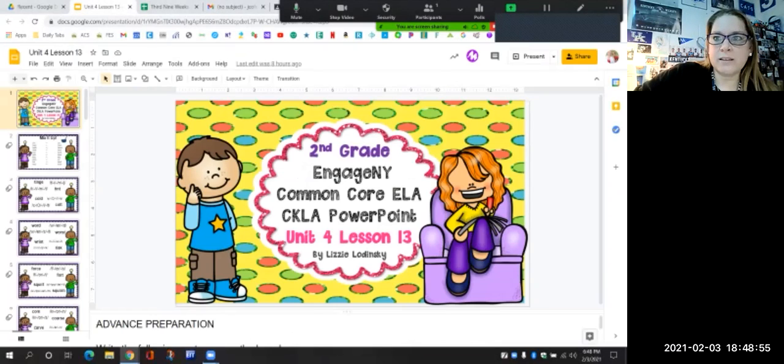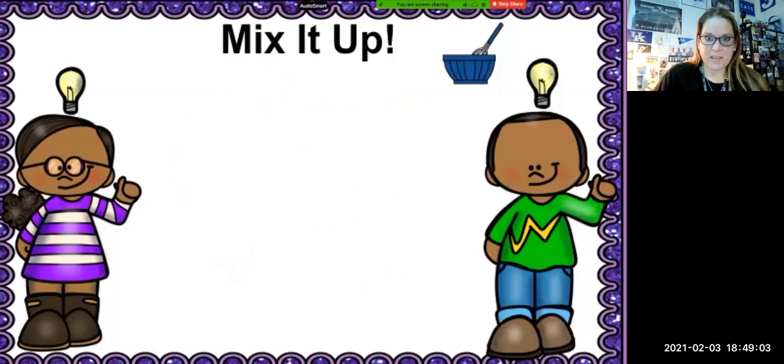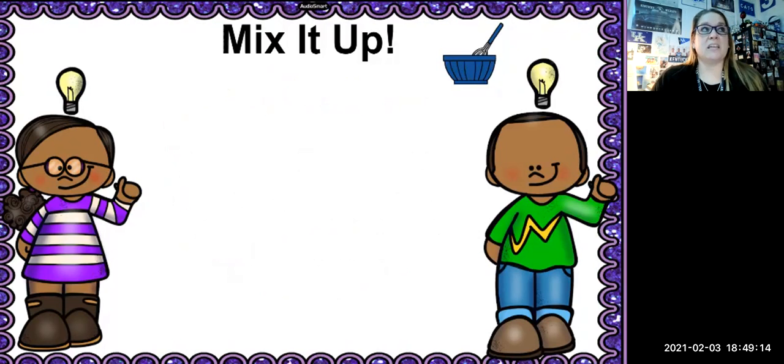So we are on lesson 13 today. We are just moving right along in our phonics unit 4. We're going to do a little mixing it up today. We're going to start with the word yes. Yes. We're going to change the s to t. So what will the new word be? It will be yet. Very good.